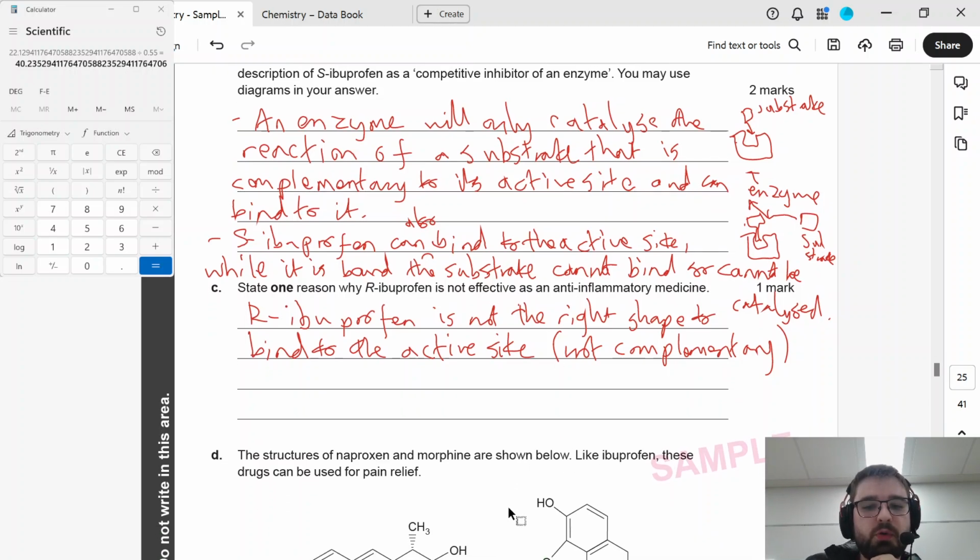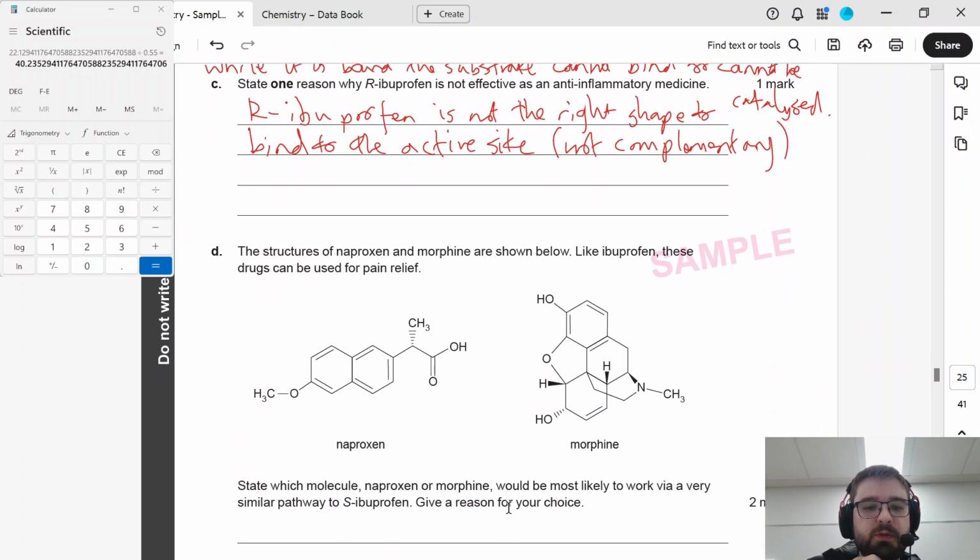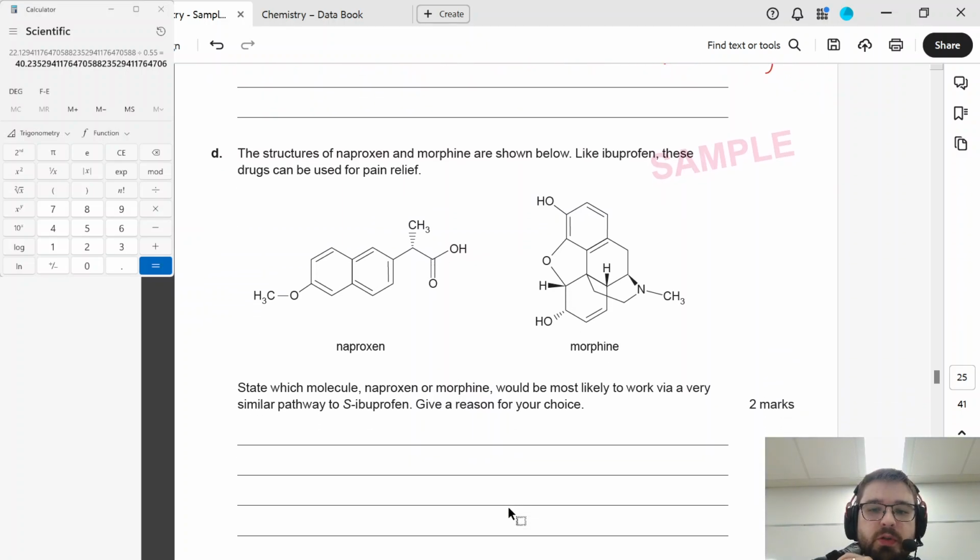Structures of naproxen and morphine are shown below. Like ibuprofen, these drugs can be used for pain relief. State which molecule would be most likely to work via a very similar pathway to S-ibuprofen. Give a reason for your choice.